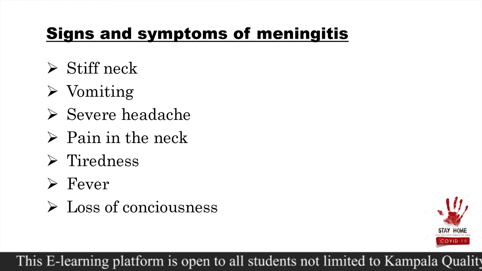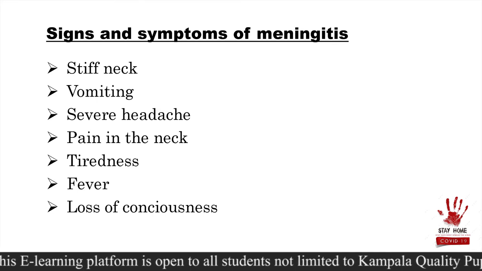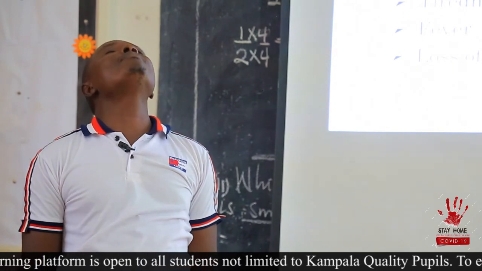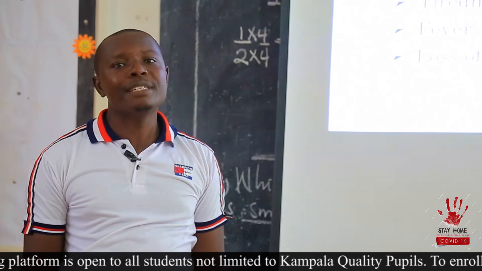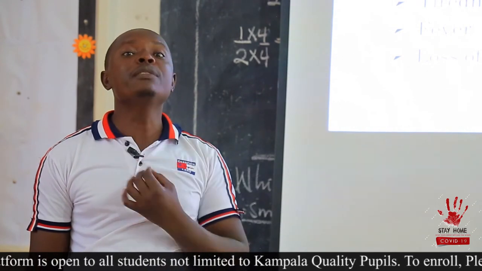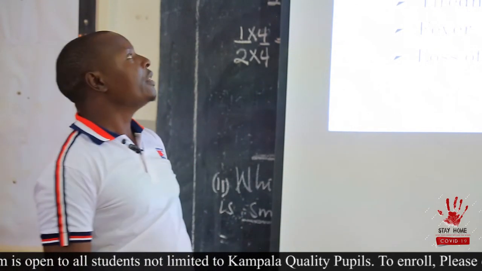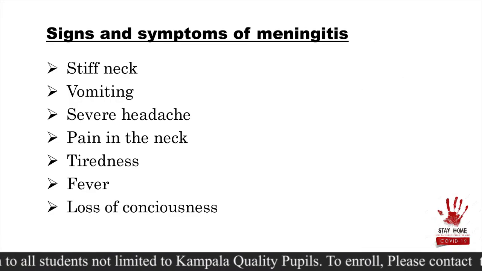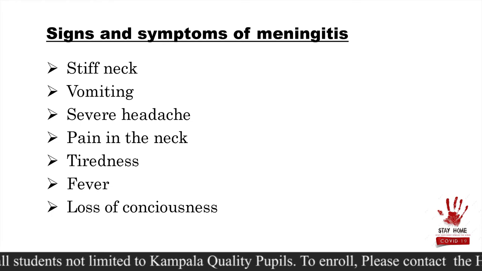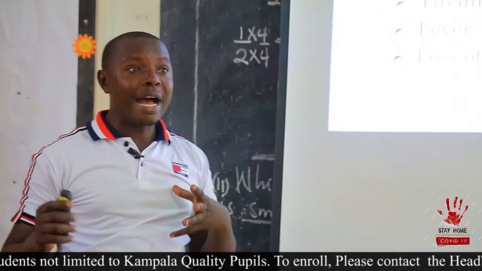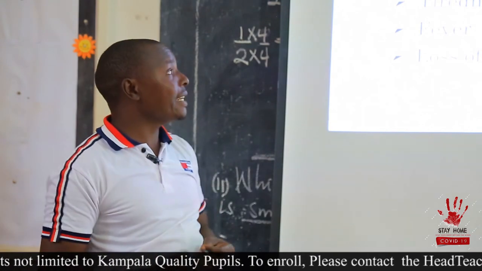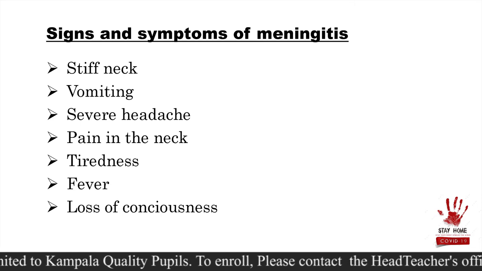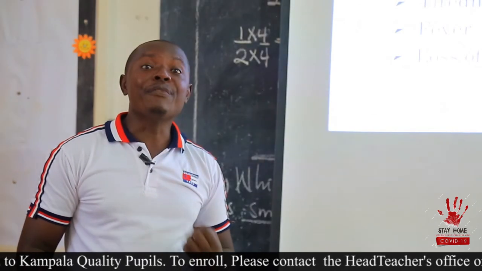One of the signs: stiff neck. The neck becomes stiff. You can't turn it or bend it backward, forward or sideways; it becomes stiff in one place. Then a person starts vomiting. When a person vomits, that's also a sign of meningitis. Then a severe headache. The head starts paining you severely.